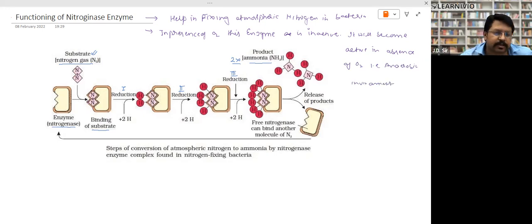During nitrogen fixation, which component provides the anaerobic conditions? Please tell me. Is there an intelligent person who is going to tell me which component provides the anaerobic environment to this enzyme?